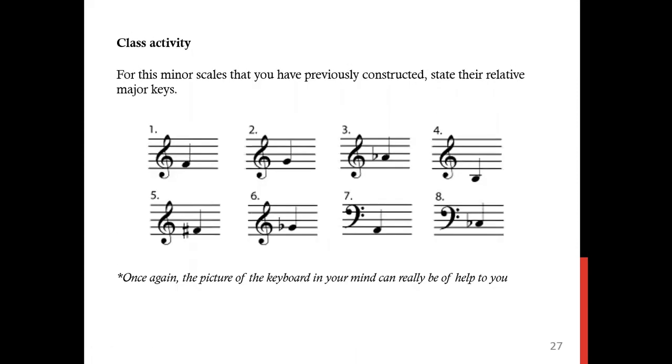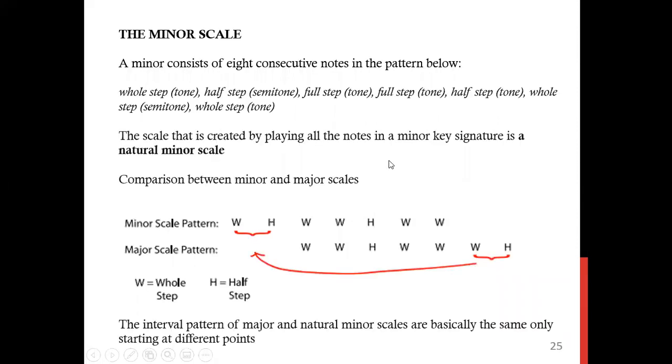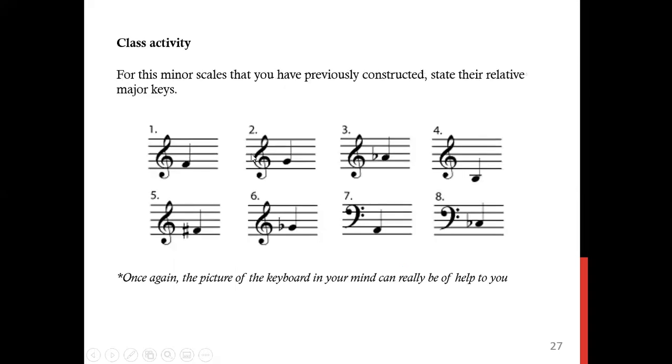So the class activity. It means that you have 2 assignments now. For these scales that you have previously constructed. Okay, it was not minor scales you previously constructed, isn't it? It was the major scales. I'm talking about this first assignment. I told you to construct a major scale, right? So now your second assignment is that for these major scales, you will state their relative. I think I mixed it. I turned it the other way. So for the major scales, you will state their relative minor keys, okay?